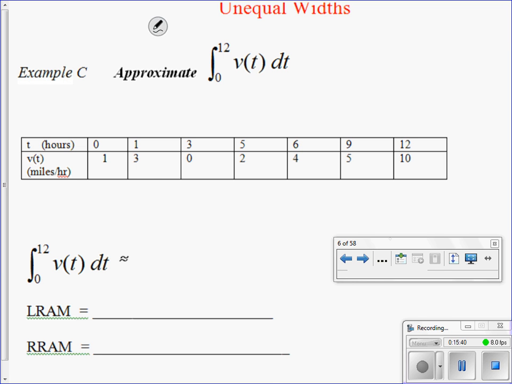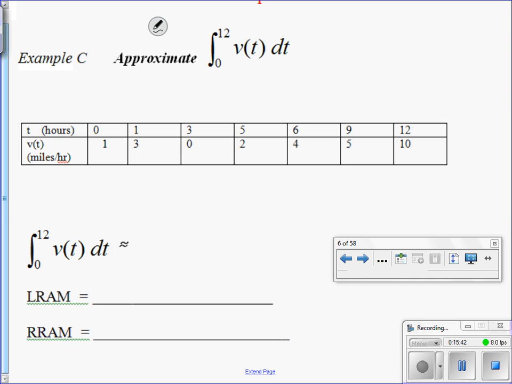Let's first approximate the definite integral with the left-hand Riemann sum. So remember, we're going to get width times height plus width times height for each rectangle. The first rectangle, what's the width? The times go from 0 to 1, so the width would be 1. Now, which y are we going to use for the height? Yeah, the one at 0, so that'd be 1. So the area of my first rectangle, if I'm using a left hand, would be 1 times 1.